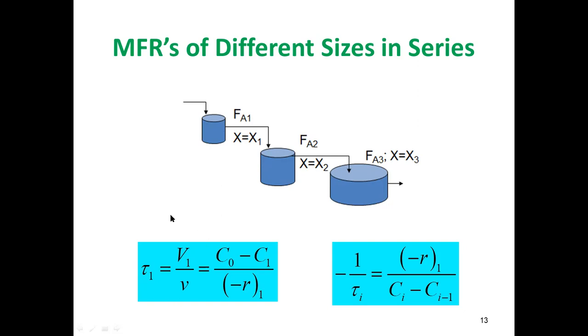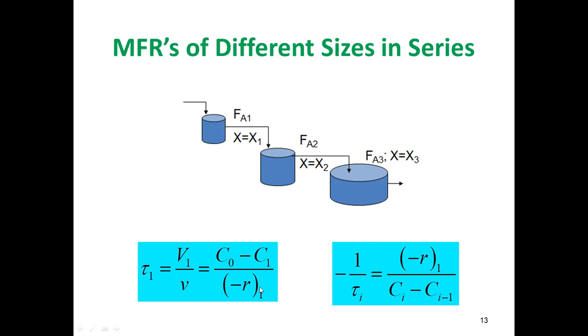So your space-time would still be based on the original formula for the performance equation of an MFR. The tau is equal to the part that has been converted, the CO minus C1 over the rate expression. What I like so much about MFRs is we don't need to integrate. Or we can have an alternative expression like this.